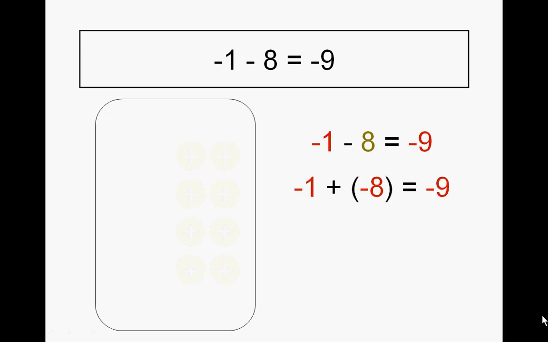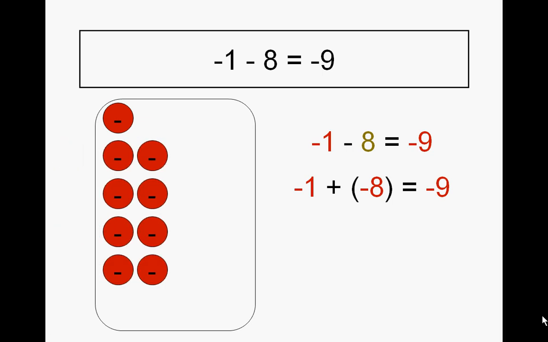As an addition problem, this is very straightforward. A negative 1 plus a negative 8 is going to equal a negative 9. You just add 2 groups of negatives and you end up with a negative 9.